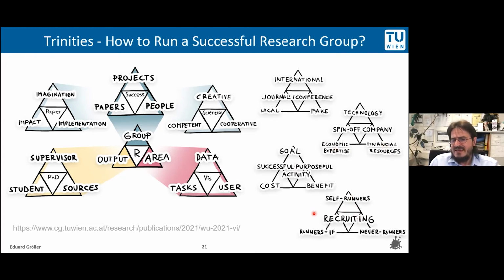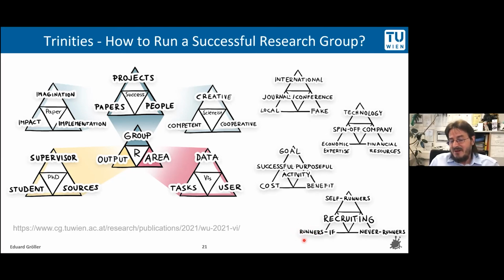And here, if you are recruiting, there are three types of people. The self-runners are talented researchers, they know what's going on. You don't have to care very much for that. The runners-if are those people where, if the supervisor is giving good advice, they will have good PhDs. If they don't get good advice, they will have not very good PhDs or not at all.